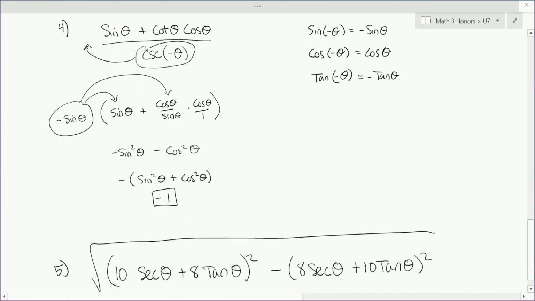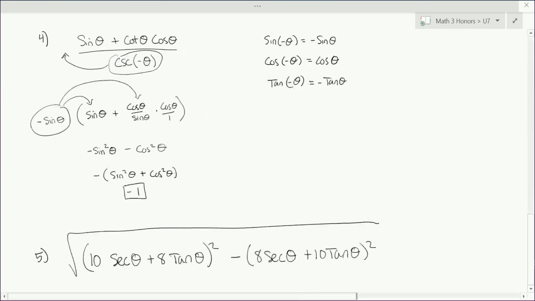All right. One last one. Number 5. Square root of 10 secant theta plus 8 tangent theta squared minus 8 secant theta plus 10 tangent theta squared. I'll tell you the answer. The answer is 6. See if you can get to it.